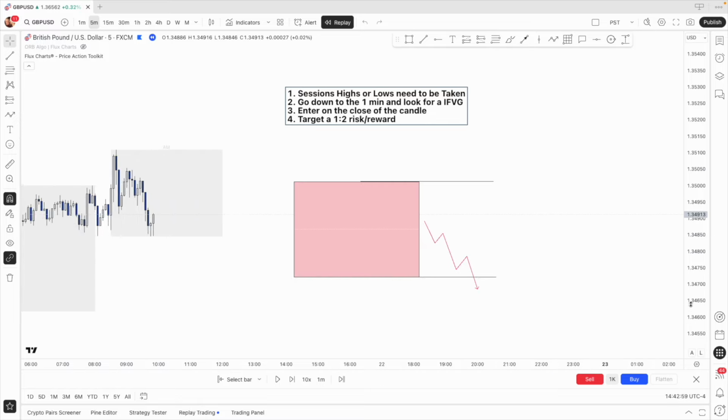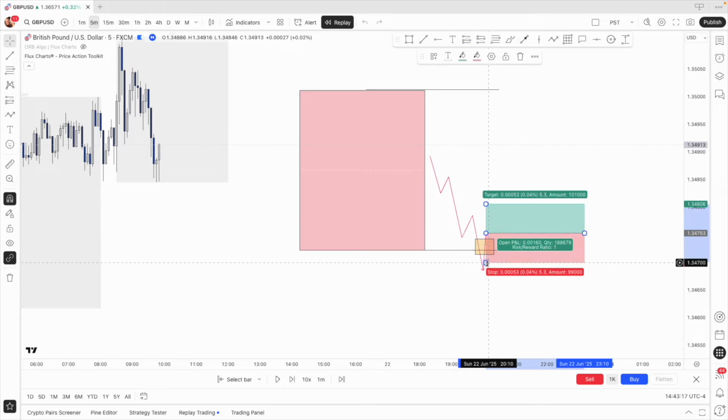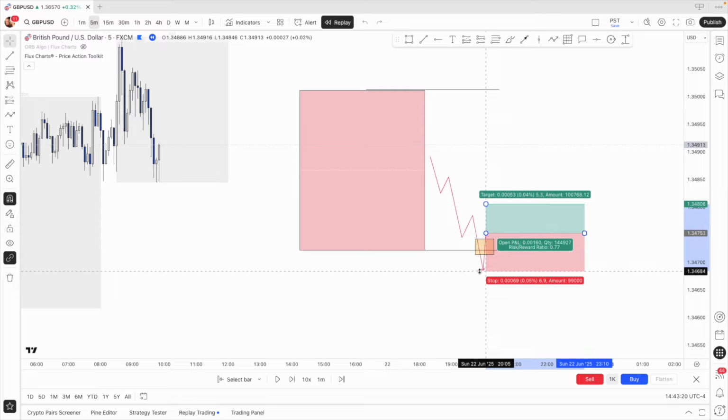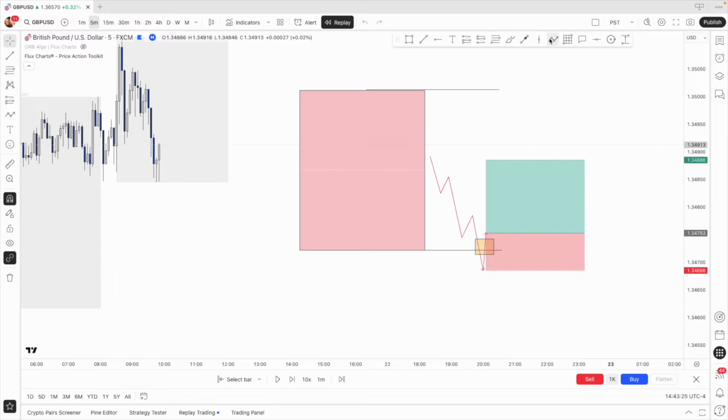Immediately we are going to go down to the 1 minute right over here, and we are going to wait for an inverse fair value gap that needs to form there, and the first candle that breaks through this inverse fair value gap, we are going to enter straight on the close. We're going to put our stops below the lows, and we are going to target a fixed 1 till 2, and then we anticipate price to go to our target.